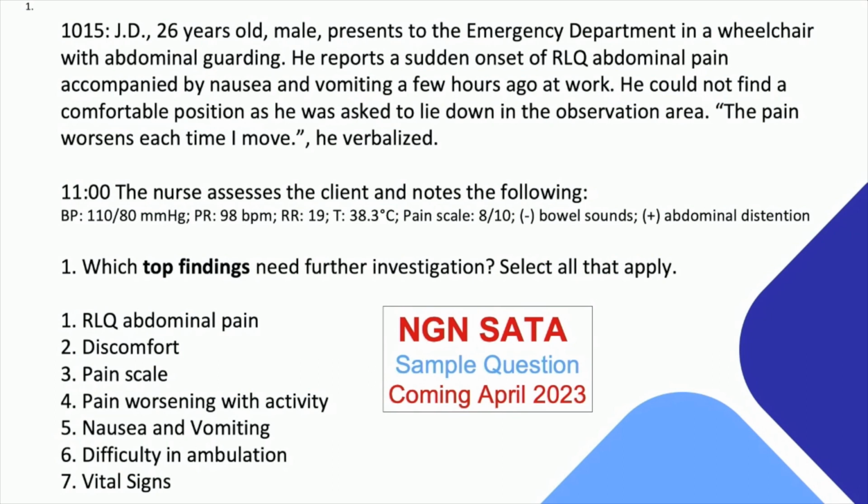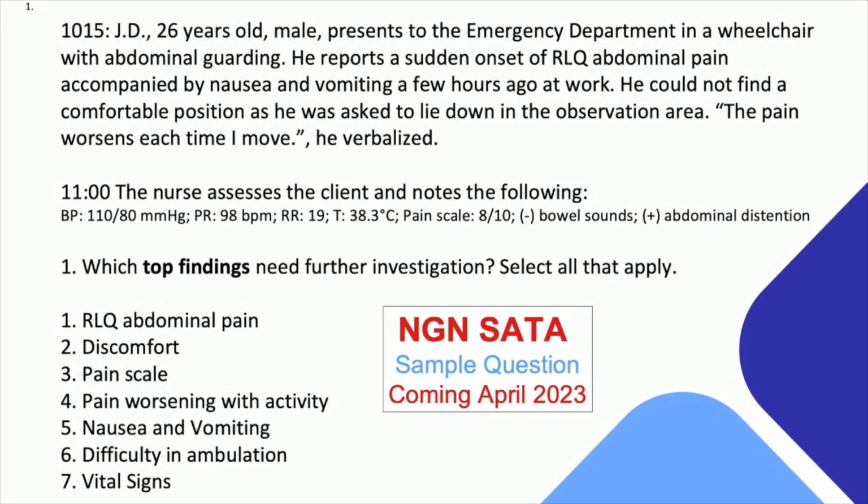So at 10:15, what do we have? JD, a 26-year-old male, presents to the emergency department in a wheelchair with abdominal guarding. He reports a sudden onset of right lower quadrant abdominal pain accompanied by nausea and vomiting a few hours ago at work. He could not find a comfortable position as he was asked to lie down in the observation area. "The pain worsens each time I move," he verbalized.